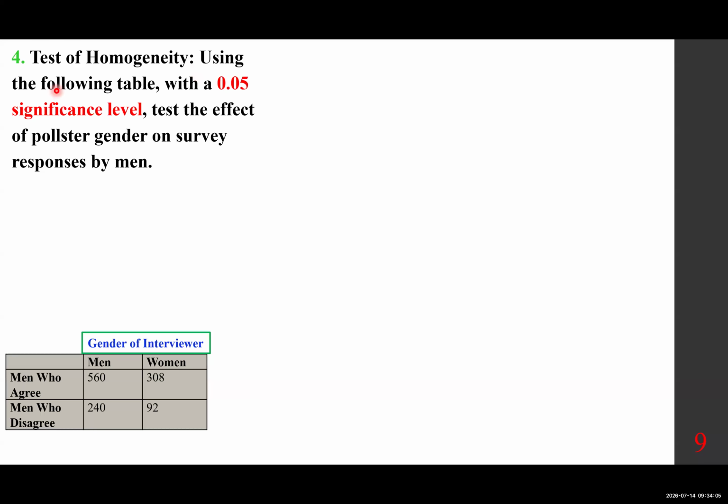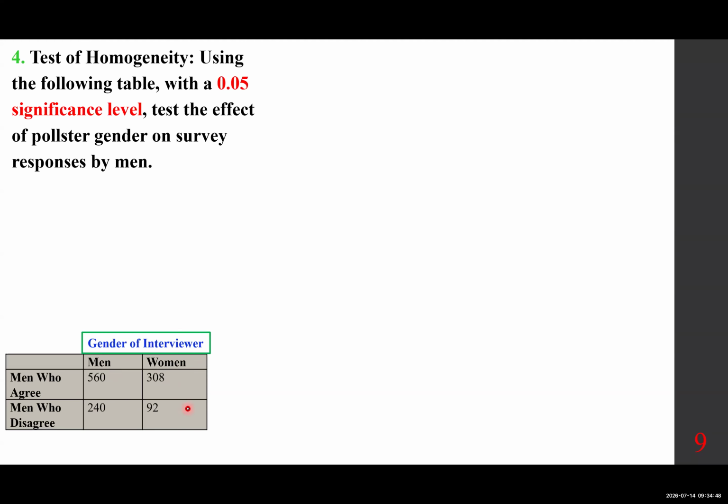All right, test of homogeneity using the following table with a 0.05 significance level, test the effect of pollster gender on survey responses by men. So what do we have here? Men who agree, men who disagree, and the gender of interviewers. For example, if the person doing the interview is a man questioning another man, we get 560 that agree, but those who disagree is 240. But it makes a difference if the interviewer is a woman. Now the answer changes to 308 here and 92 here.